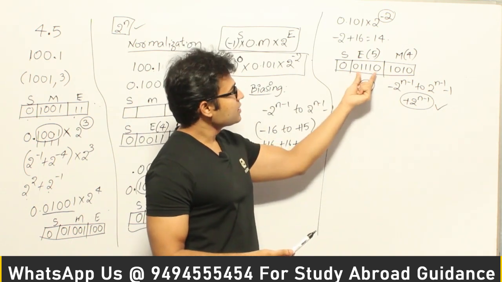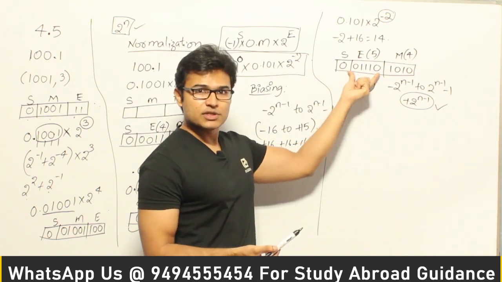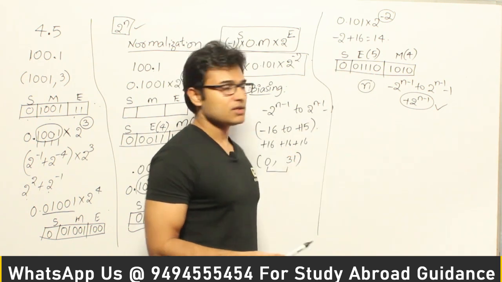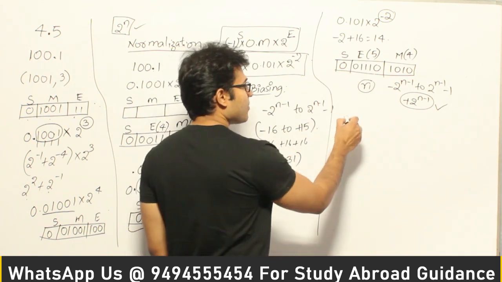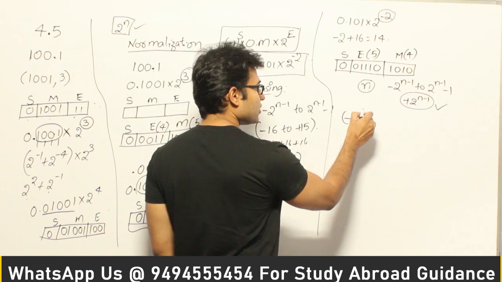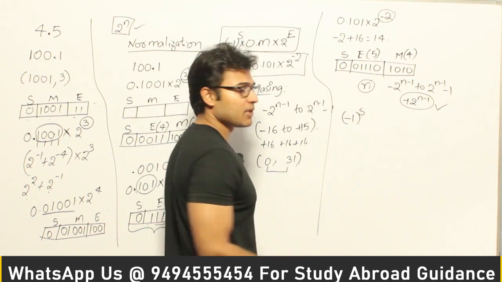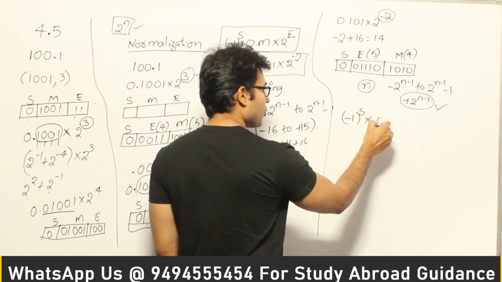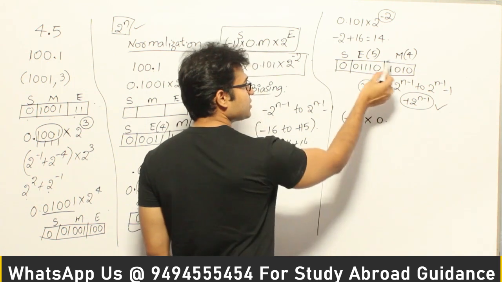Now since we have changed the representation, you have to also change the conversion formula, right? So what is the conversion formula? (-1)^s, it is going to give you the sign of the number, multiplied with 0 point, so this I didn't change it, isn't it?